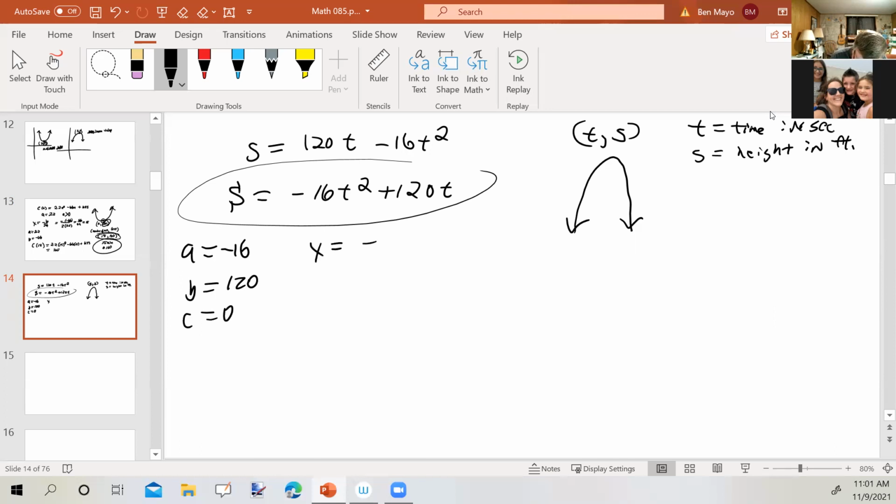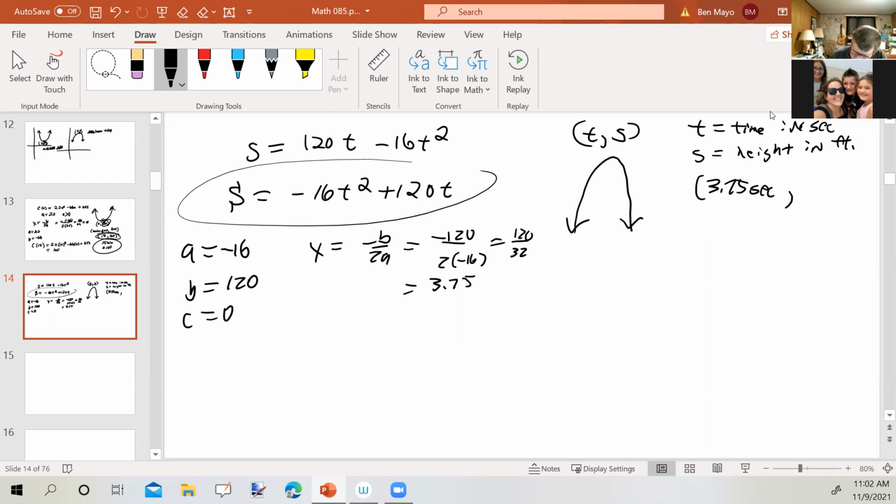I'm going to go with X equals -B over 2A, -120 over 2 times -16, which is 120 over 32. Negative divided by negative is positive. 120 divided by 32 is 3.75. So that's the time, right? 3.75 seconds.